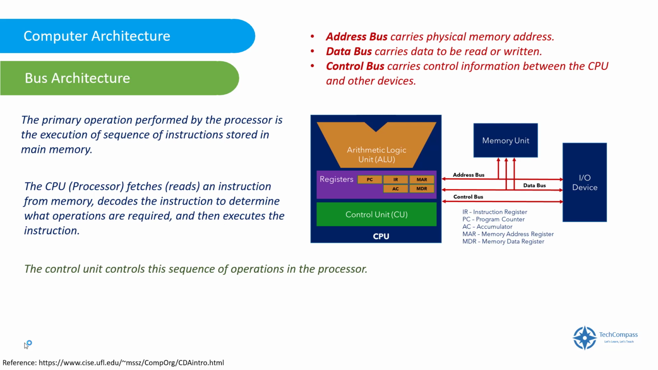The primary operation of the processor is execution of a sequence of instructions stored in main memory. The CPU fetches an instruction from memory, decodes the instruction to determine what operations are required, and then executes the instruction. And the control unit controls this sequence of operations in the processor. Here you are looking at three different buses: address bus, data bus, control bus. We have seen that a bus is a communication system that transfers data between different components inside the computer. The data we are talking about here varies depending on the current instruction being executed.